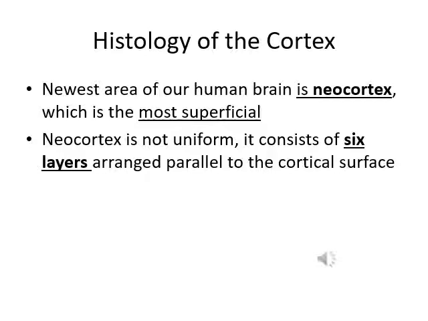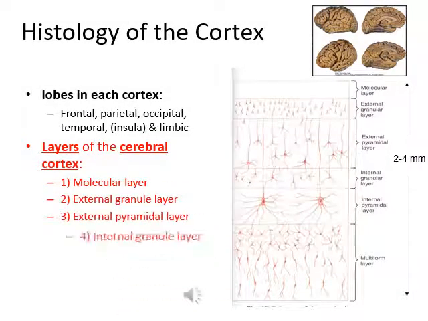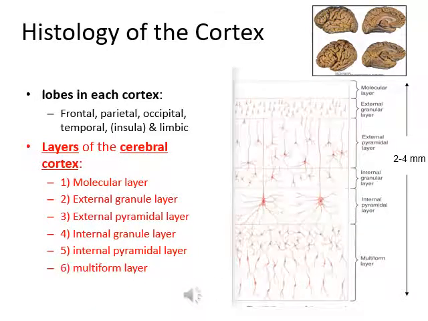The cerebral cortex is a new cortex, and if we look at this cerebral cortex under the microscope, you can see it consists of 6 layers of cells. We already know that the cerebral cortex can be further divided into 5 lobes. It includes the frontal lobe, the parietal lobe, the occipital lobe, the temporal lobe, and the limbic lobe. And some people think that the insula is also a lobe.